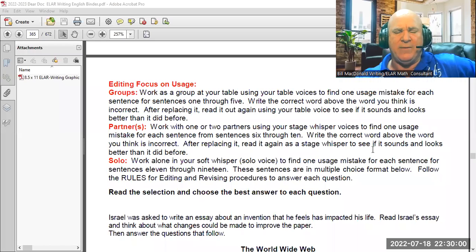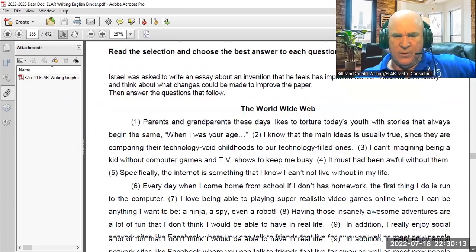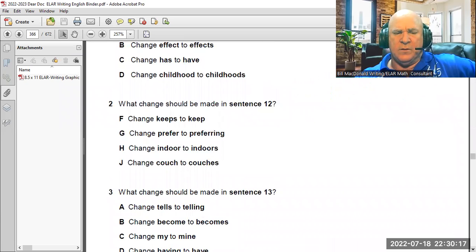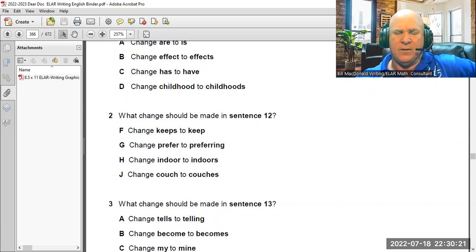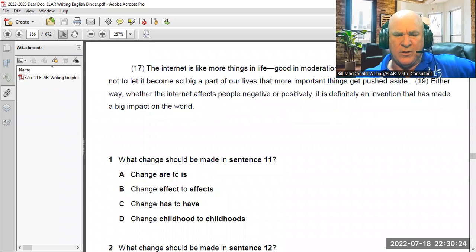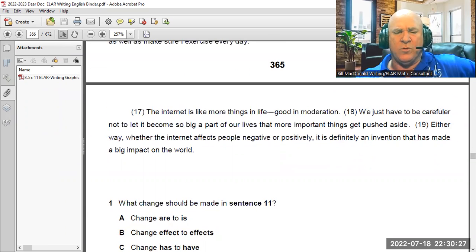the last portion alone. You're going to notice that in the passages that we're going to look at, and I'll go ahead and show it to you right now, in the passage that's specifically for usage, you're going to go to page 365 through 367, and it says groups for 1 through 5. As you see here, there's the passage, and sentences 1 through 5 are not even on here. So it's going to be something that your kids will do independently for sentences 1 through 10.